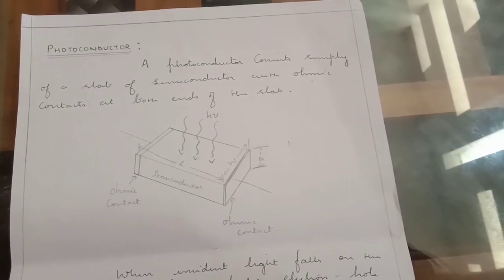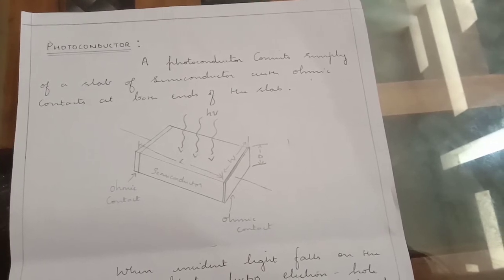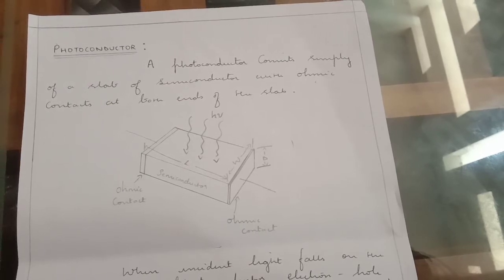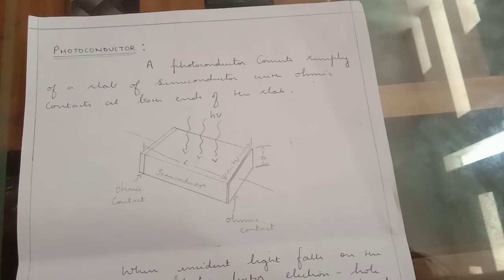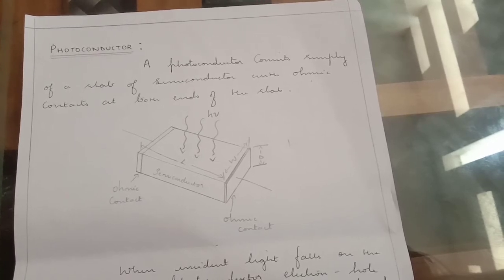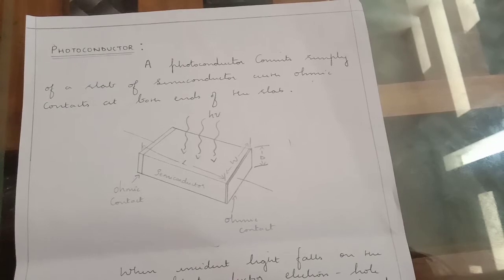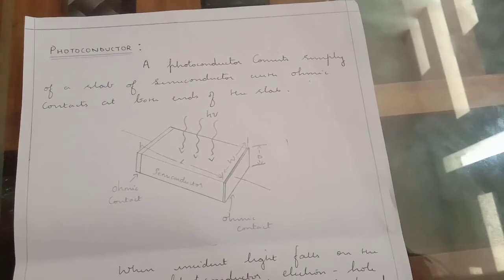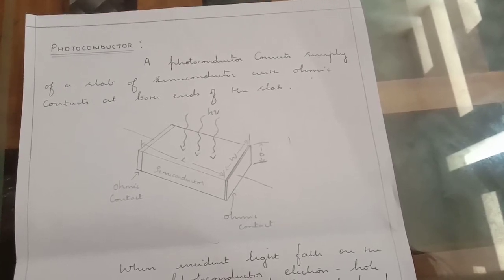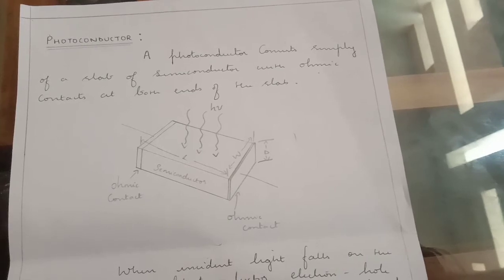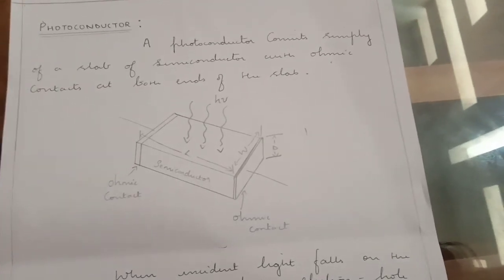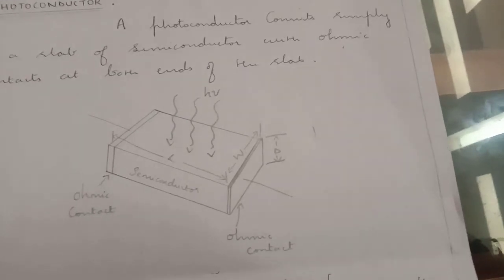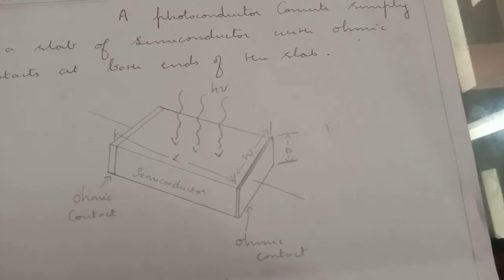Now let us talk about the photoconductor. Consider a slab made of semiconductor, and at both ends of the slab are made ohmic contacts. You may be thinking, what is an ohmic contact? An ohmic contact is a low resistance junction which provides current conduction from metal to semiconductor. So now we have a slab of semiconductor with ohmic contact at both ends, with width W, length L, and thickness D.